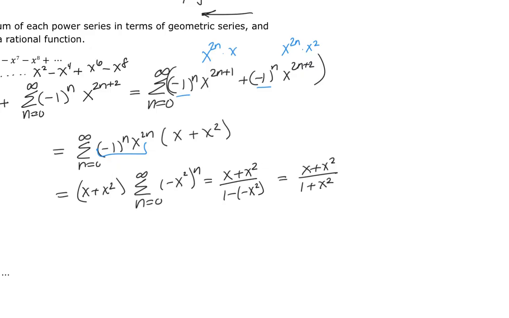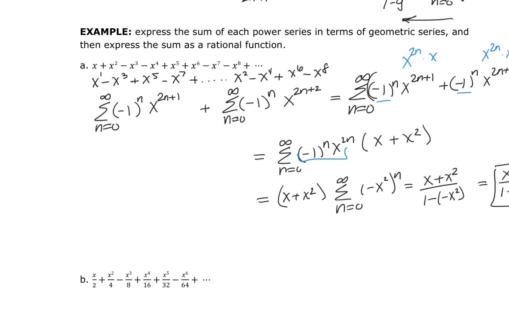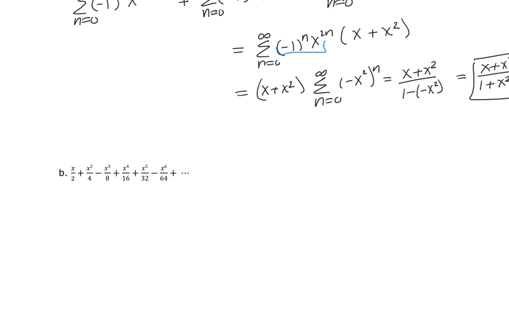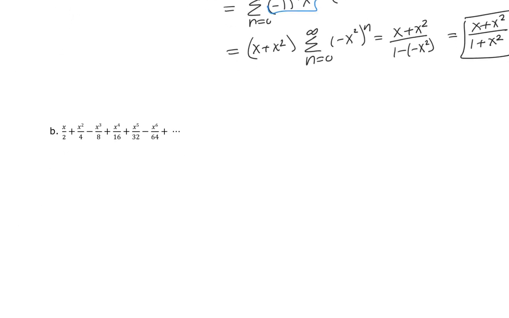which would give me x plus x squared over 1 plus x squared. And there it is, there's my rational function. I took a polynomial and wrote it as a rational function, which is kind of cool in this section. Or not, it just all depends on how you look at it. Let's take a look at B now.